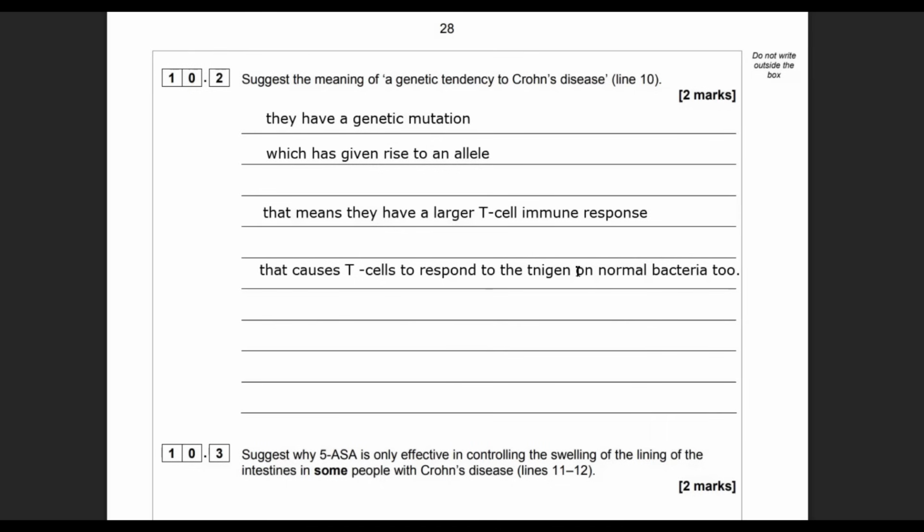Oh my days, look at that word antigen. Oh, that is a funky way to spell it. Antigen. Let's put that properly. Antigen. Yeah, you get the idea.